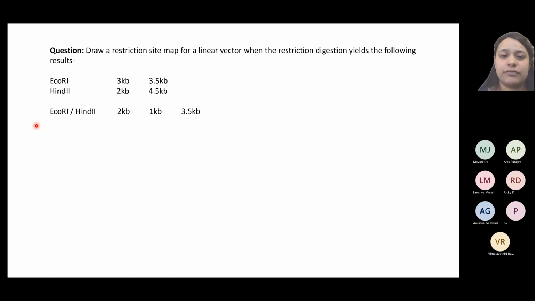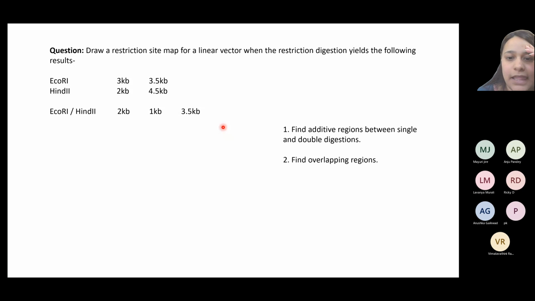So using this particular information, what we have to do is that we have to draw a restriction site map for a linear vector when the restriction digestion yields the following results. Okay, so how will we do this? First, we have to keep two things in mind. First, we have to find the additive regions between single and double digestions. Secondly, we have to find the overlapping regions. So what does this additive regions mean?